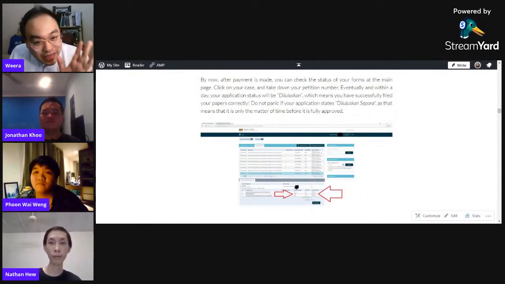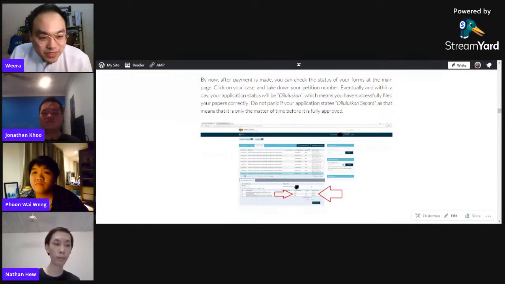Diluluskan does not mean everything you put into your Borang I and Borang II is correct. It simply means the court has accepted the filing of your document. Remember, the main scrutinizers of your documents are the Malaysian Bar and the State Bar. Okay.